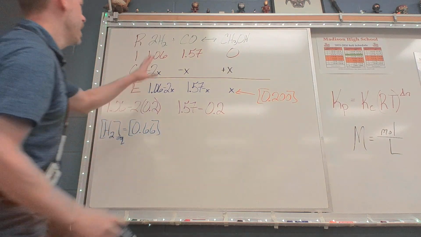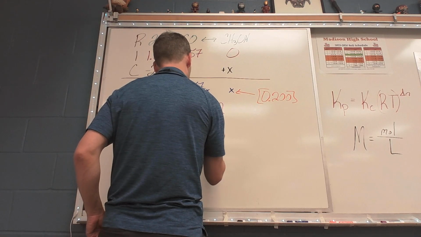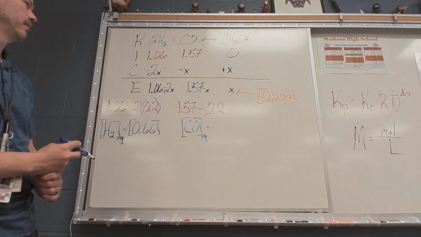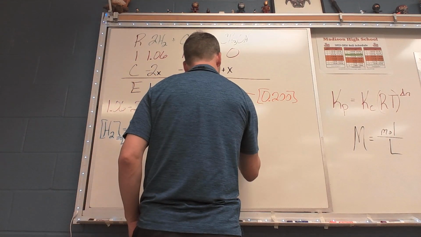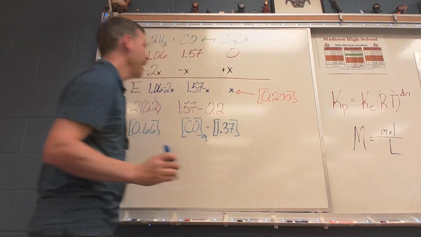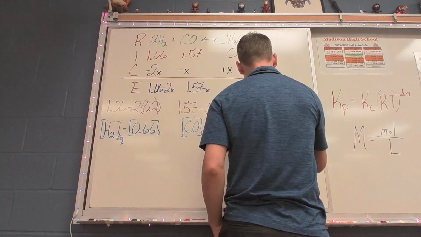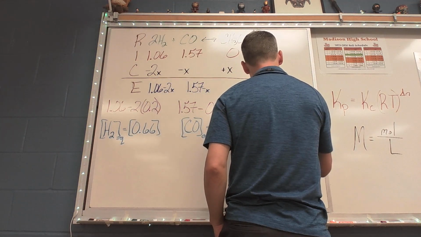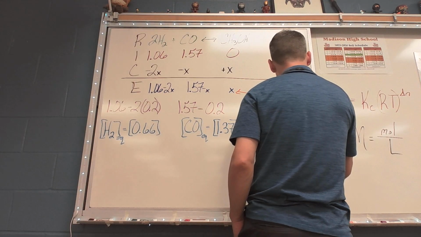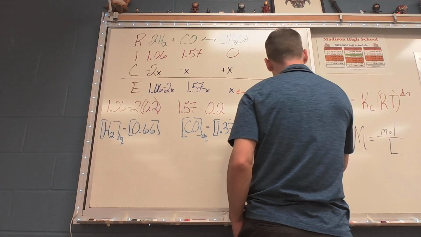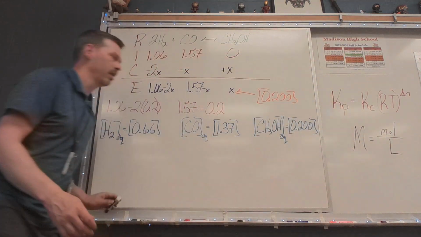All right. When I run it for the carbon monoxide at equilibrium, the difference there is 1.37. And of course, it just gave us this because it was already X. So then the CH3OH at equilibrium is 0.2. Who's got questions or concerns about how we got here?